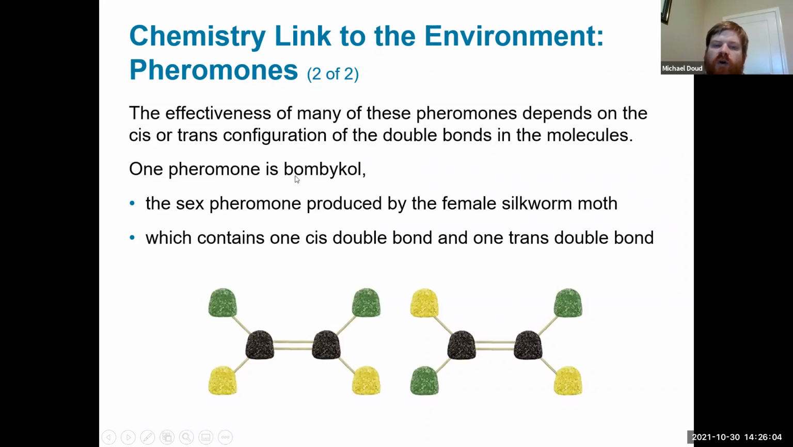The most famous pheromone is bombykol, and this is the female silkworm pheromone, and it has a cis double bond and a trans double bond. So just so you know, if those were swapped, or if they were both cis or both trans, then the pheromone wouldn't work. It doesn't hit the same receptors for notifying, in this case, the male silkworm moth.